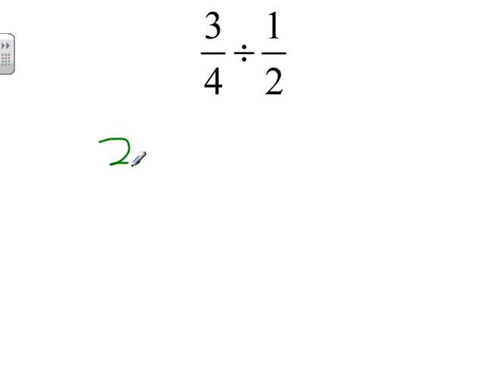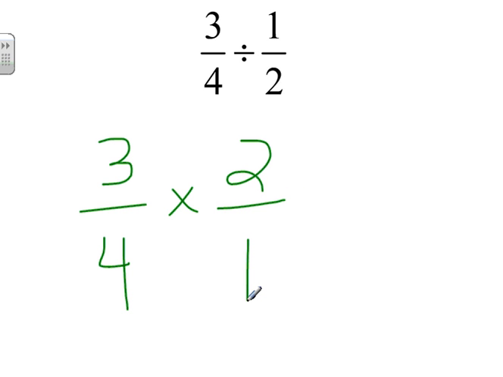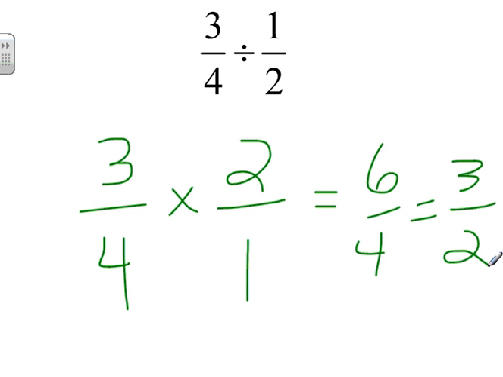Well, we have our first number, which is 3/4. We want to find out how many halves there are in 3/4. Well, in every one, there are 2 halves. So in 3/4, there are 2 halves per one times the 3/4. Multiply that together, you get 6/4, or 3 halves.